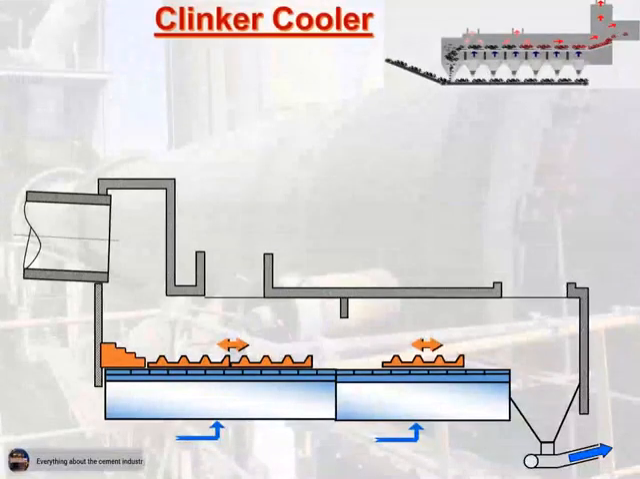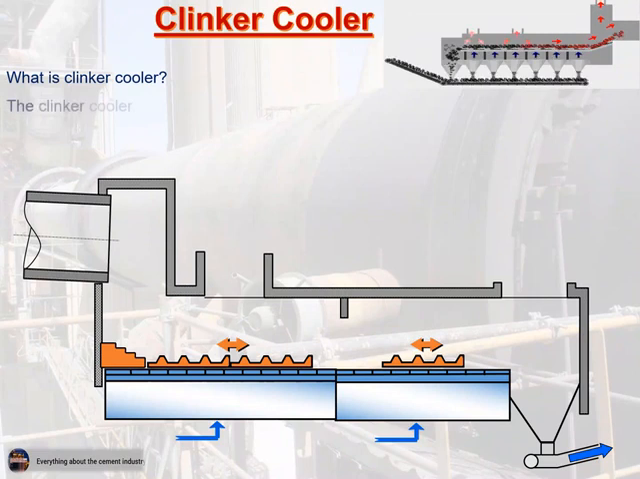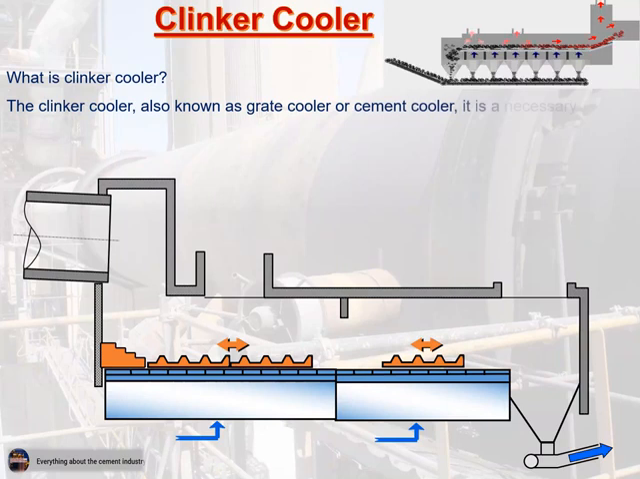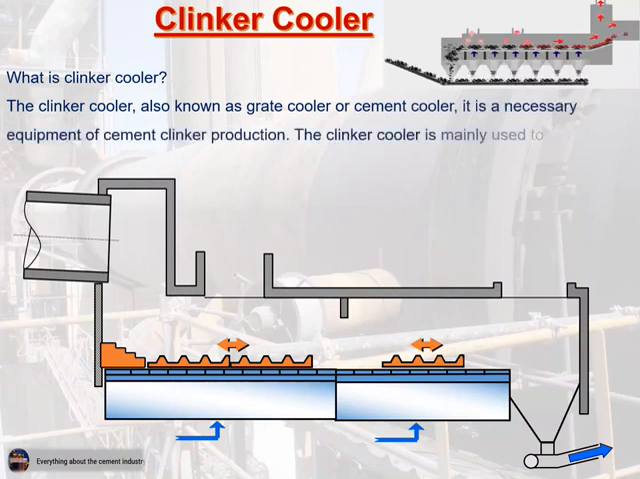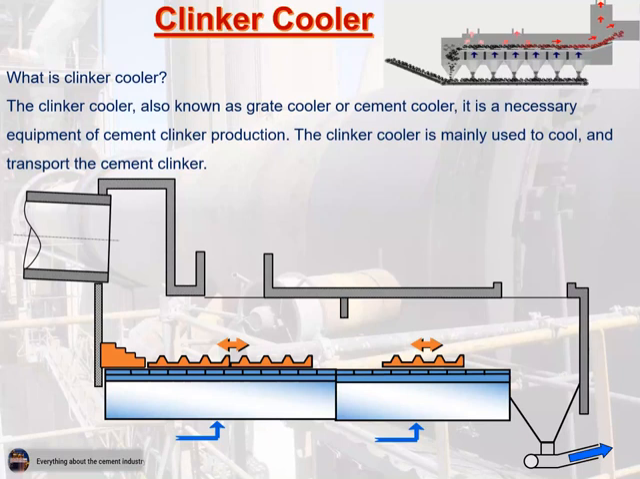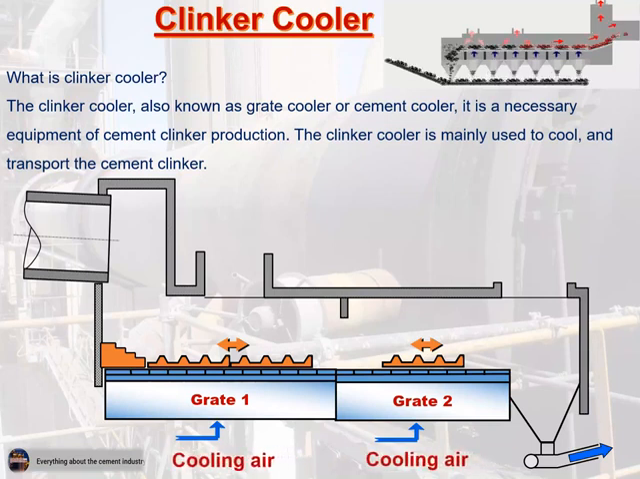Clinker cooler. What is a clinker cooler? The clinker cooler, also known as grate cooler or cement cooler, is a necessary equipment of cement clinker production. The clinker cooler is mainly used to cool and transport the cement clinker. The main components of the cooler: Grate 1, Grate 2, cooling air, main drive.